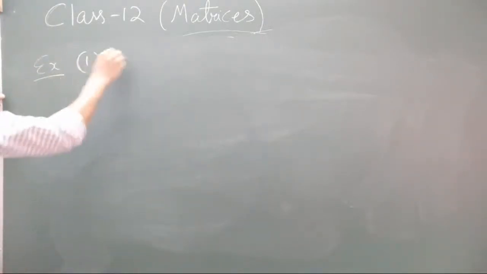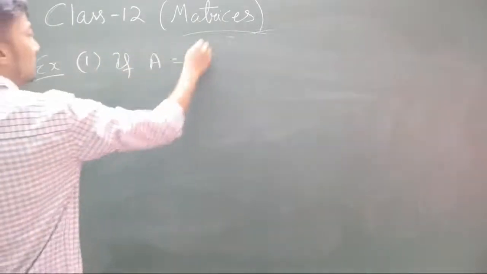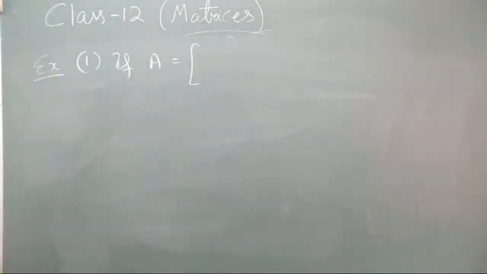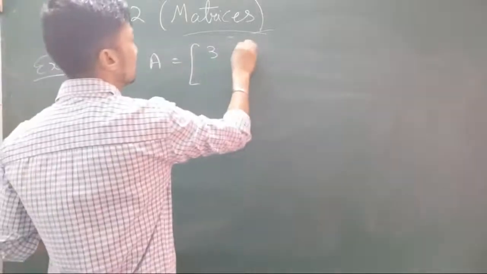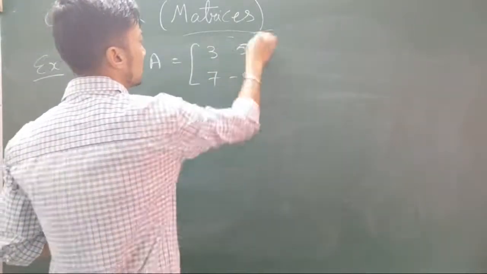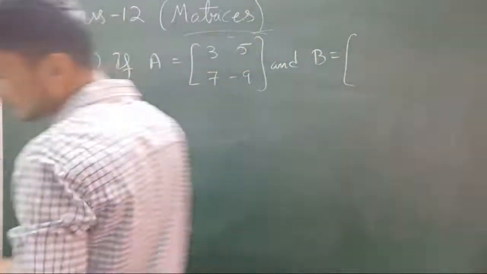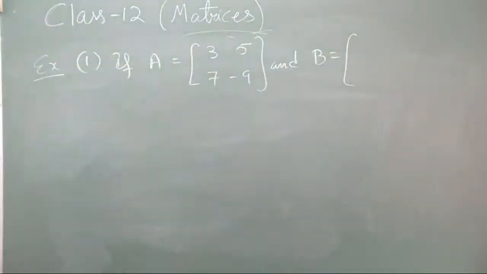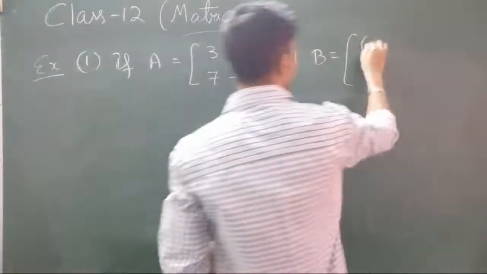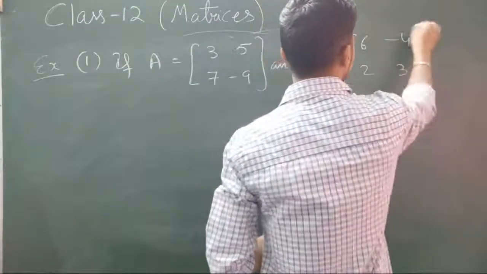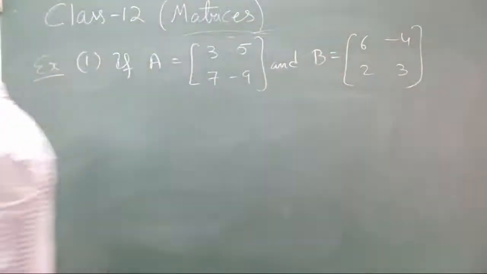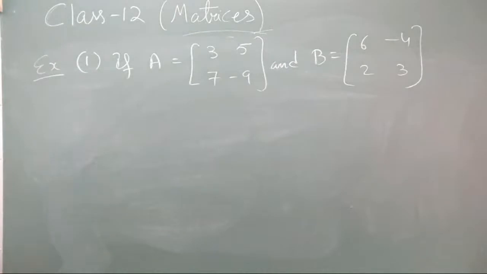Example 1. If we have two matrices, A, let's say 3, 5, 7, minus 9, and we have a matrix B, 6, minus 4, 2, 3.